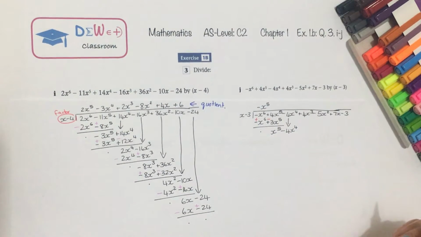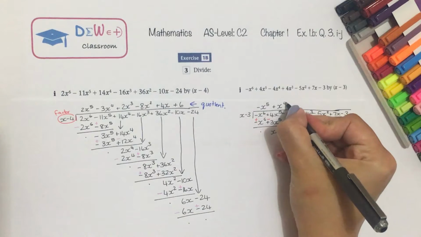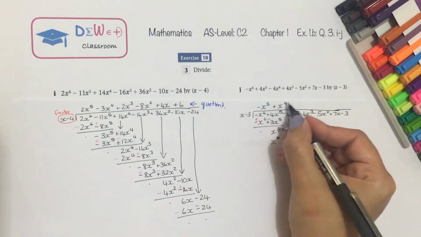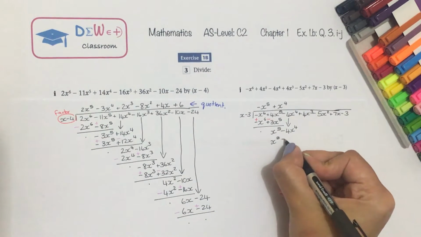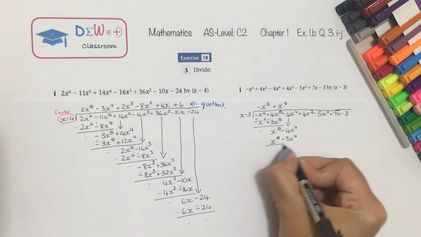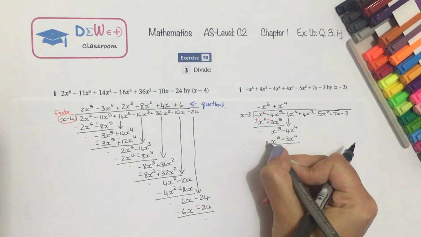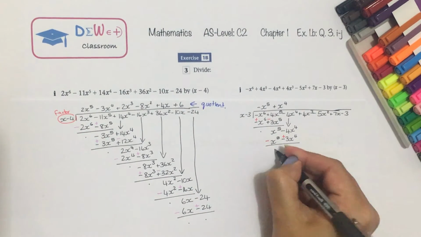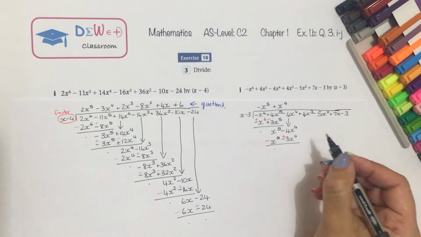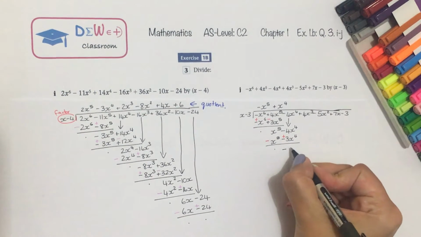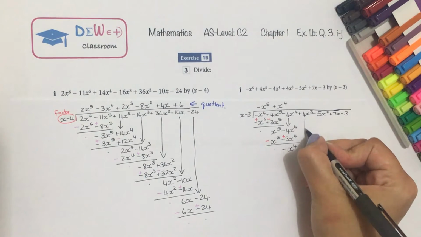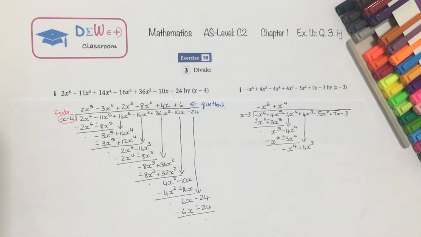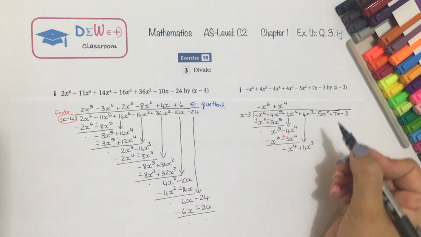X to the power of 5 divided by x is x to the power of 4. If we multiply that back in, we get x to the power of 5. And x to the power of 4 times minus 3 is minus 3x to the power of 4. Before we can subtract, we need to change the signs. And we've got x to the power of 5 minus x to the power of 5 is 0. Minus 4x to the power of 4 plus 3x to the power of 4 is minus x to the power of 4. We bring down our cube number, plus 4x to the power of 3. And then we start the division process again.